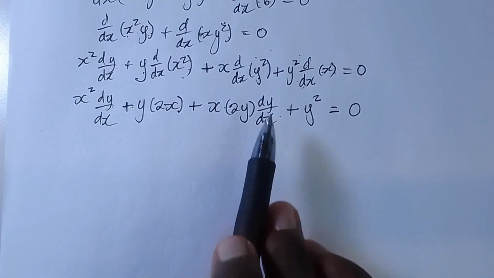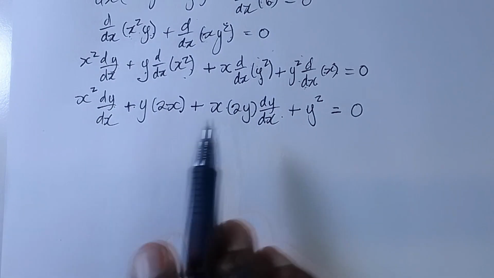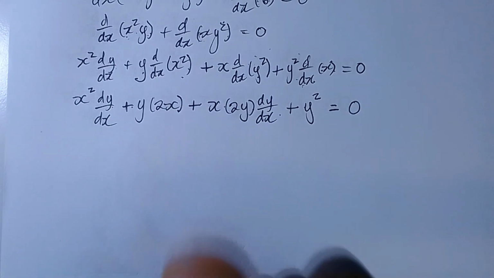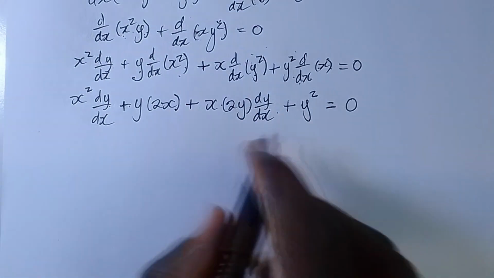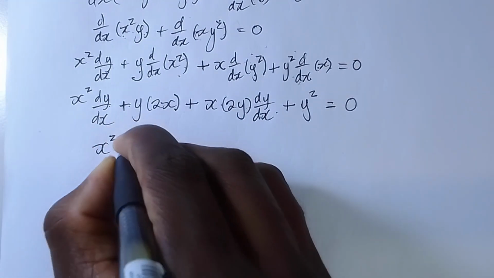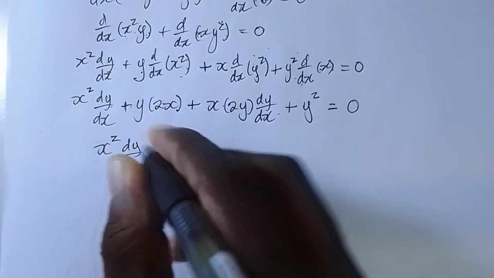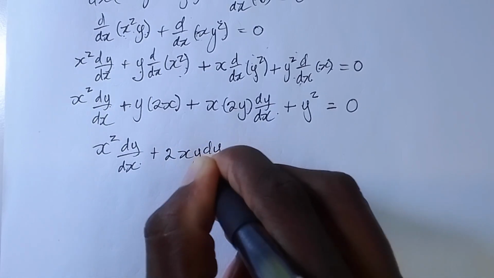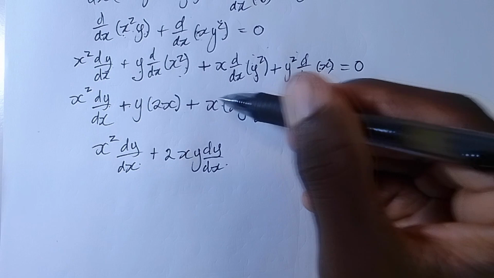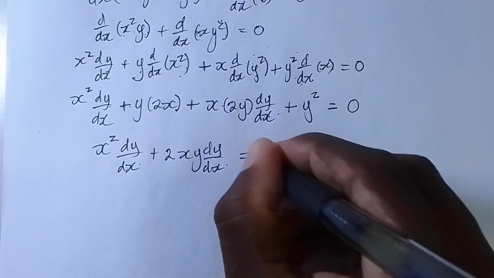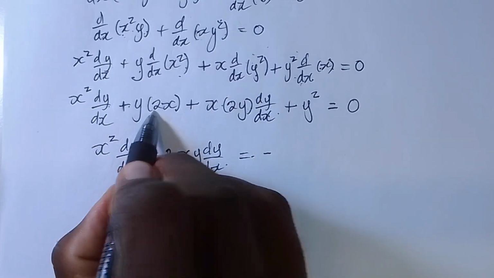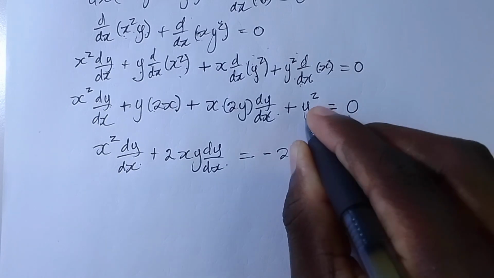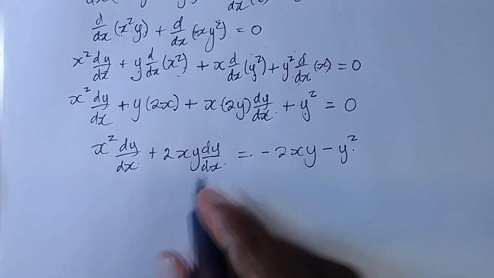Now we want to make dy on dx the subject of our formula, so we'll pull this closer to this side, just so we can do that in an easier way, and transpose the others to the other side. We have x squared dy on dx plus 2xy dy on dx is equal to negative 2xy minus y squared when you transpose it.